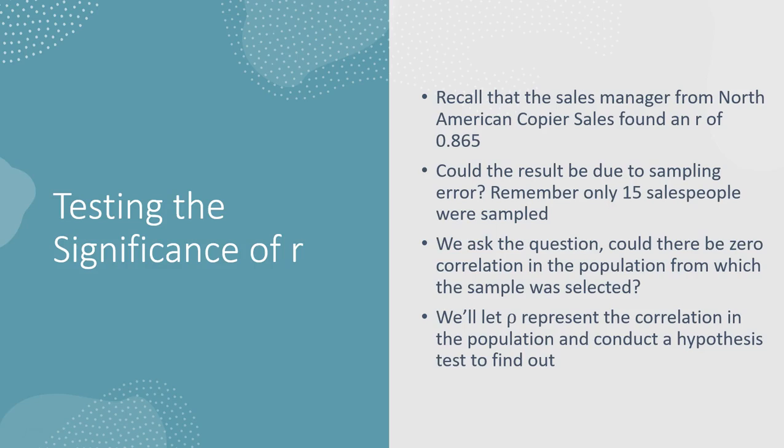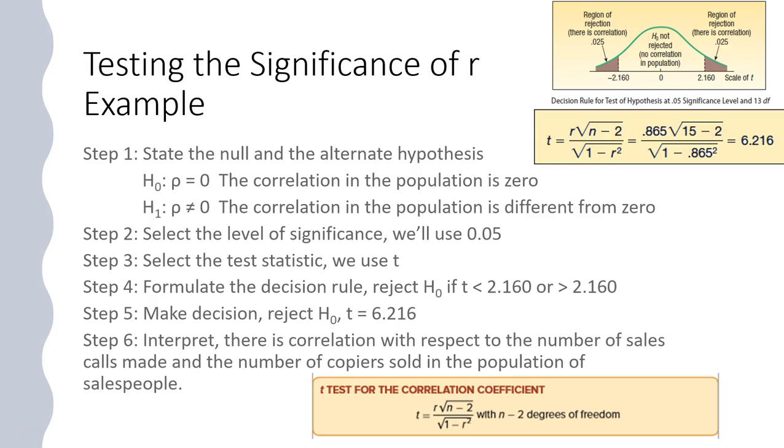We can look at the significance of our r value by testing the hypothesis that the population correlation, rho, is different from 0. Let's look at this on the next slide. The population in this example is all of the salespeople employed by the firm, so this would be a two-tailed test. We're going to use the t-distribution to determine our statistic. We have n minus 2, so 15 minus 2 equals 13 degrees of freedom.